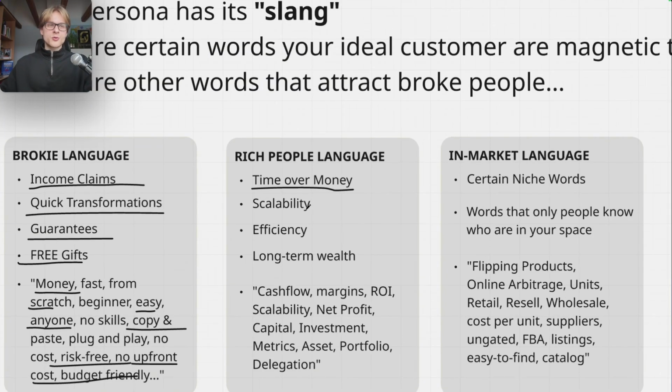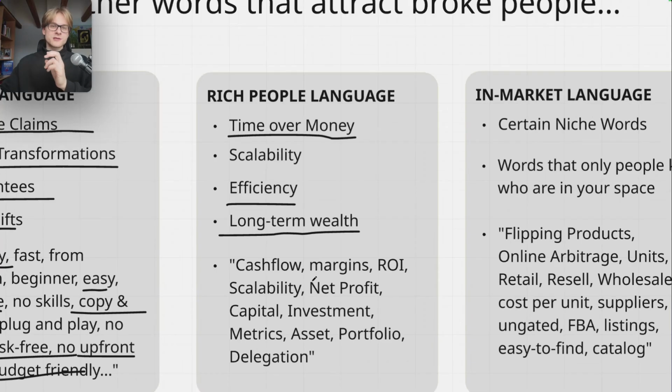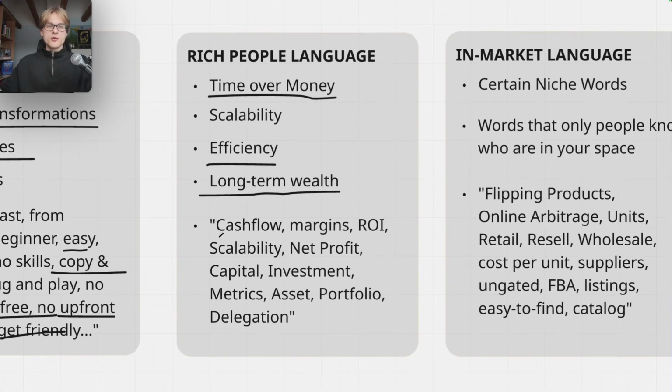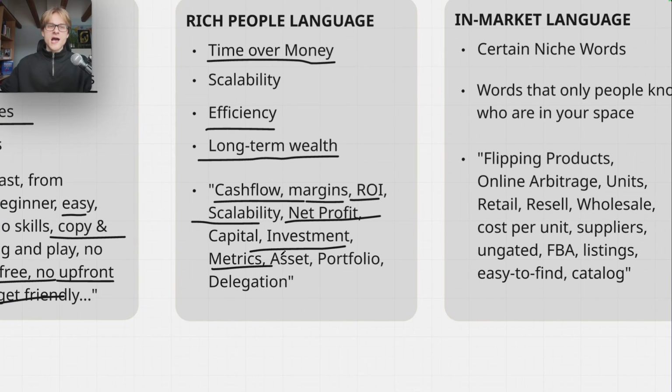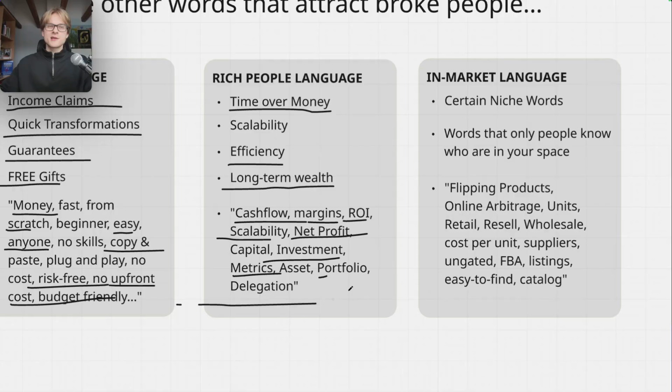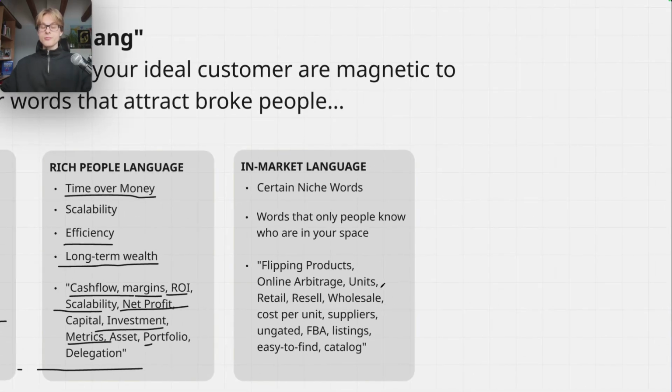They aren't averse to risk. They know that every single investment comes with risk. They don't like guarantees, right? They're focused on efficiency and long-term wealth. They're taking calculated investments. Okay, so you focus on cash flow. You use words like cash flow, margins, ROI, scalability, net profit, investment, capital, metrics, asset portfolio, delegation. This is what these guys love, right?